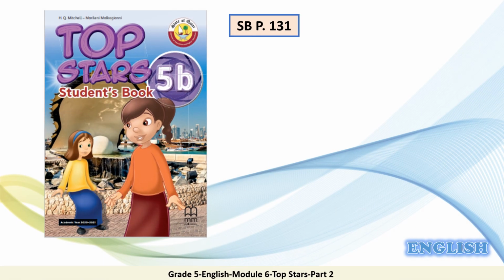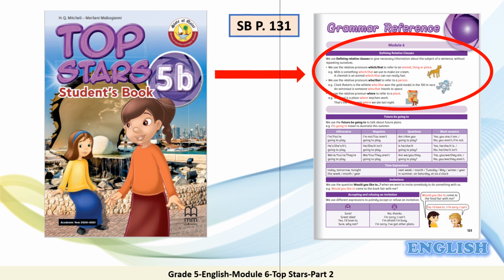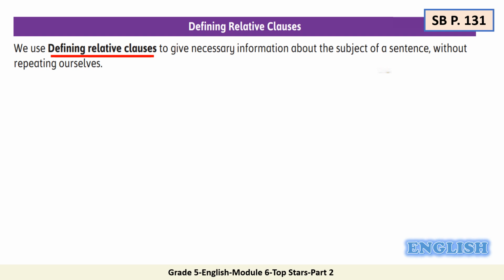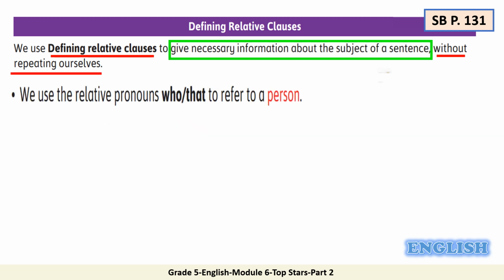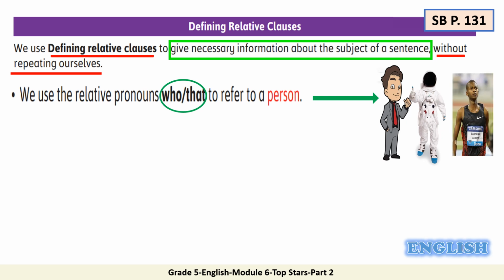To learn more about relative pronouns, let's go back to our student book page 131, the grammar reference. Because we will know more about the relative pronouns, how do we use them, and what's the best way to join two sentences together. Let's see. We use defining relative clauses to give necessary information about the subject of a sentence without repeating ourselves. We use the relative pronouns who and that to refer to a person or people, like occupations or athletes.